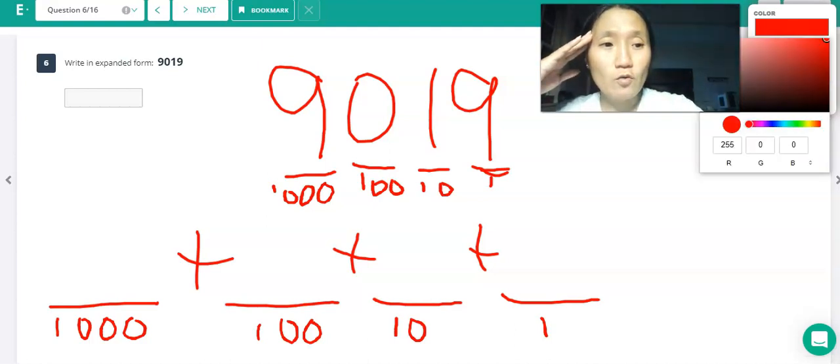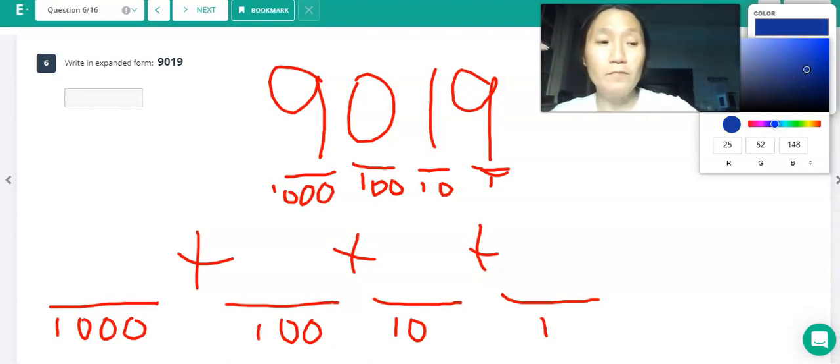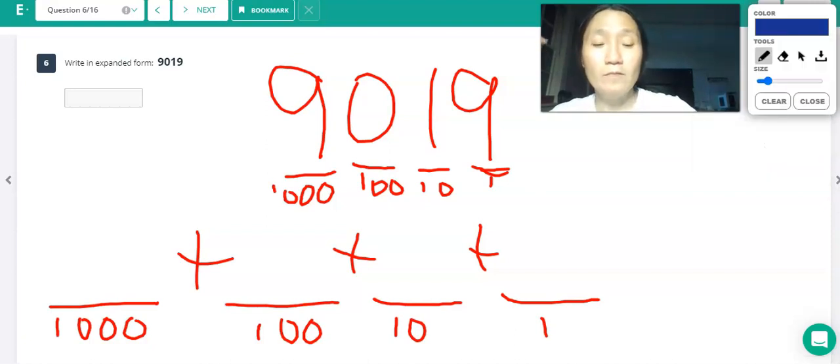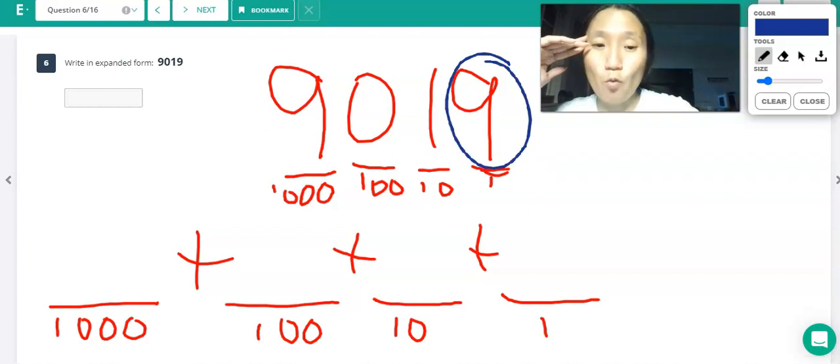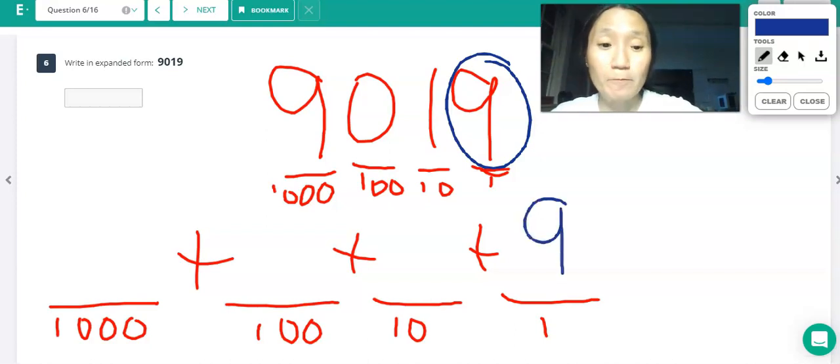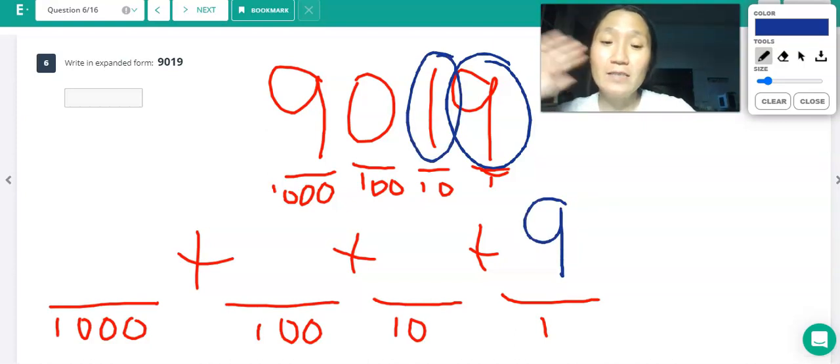Okay, so let's look at this number. You know that's in the ones place, so you have 9 groups of 1, worth 9. You have this number here. That is 1 group of 10. If you have one $10 bill, it's worth 10.